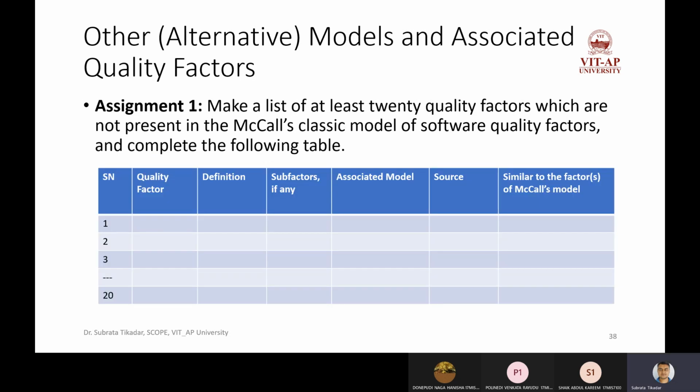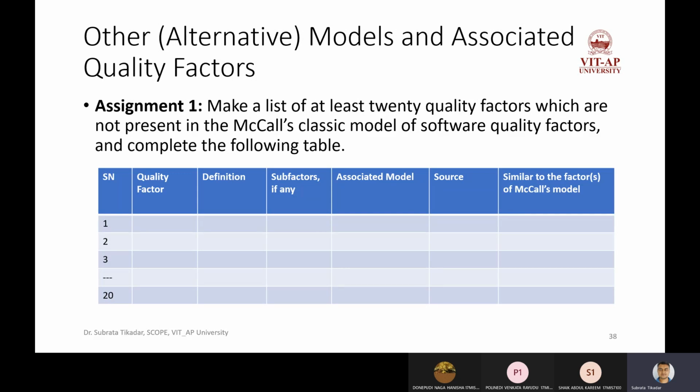Now one assignment is there for you. We have learned the basic or classic model of software quality factors. Then we have also learned a standard model, the ISO IEC standard model for software quality factors. Now your task is to prepare a list of 20 quality factors which are not present in Maxwell's classical model of software quality factors, and complete the following table.